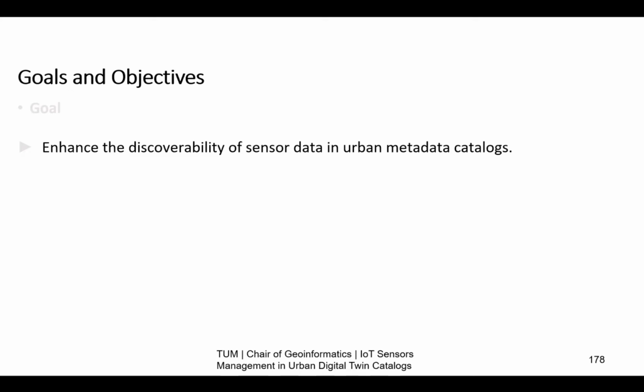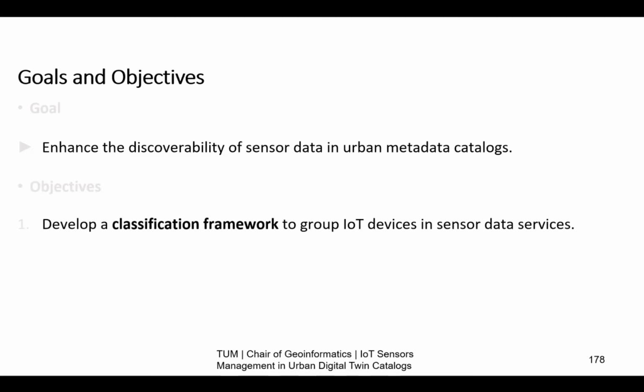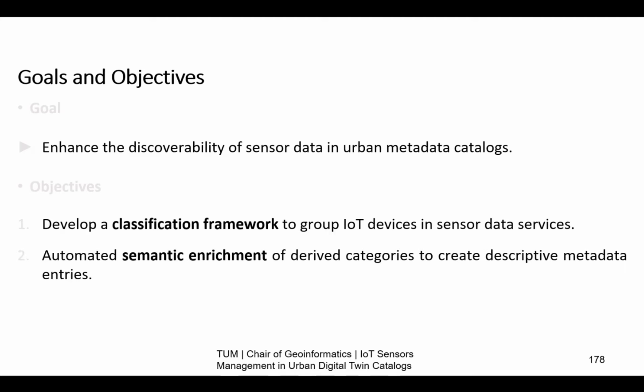So in our research, we have a goal to enhance the discoverability of sensor data in these metadata catalogs. How do we plan to do this? First of all, we develop a classification framework where we group IoT sensors based on their shared properties or similarities. Using these groups, we then enrich these derived categories with semantic information and use this to create metadata entries in the catalogs.